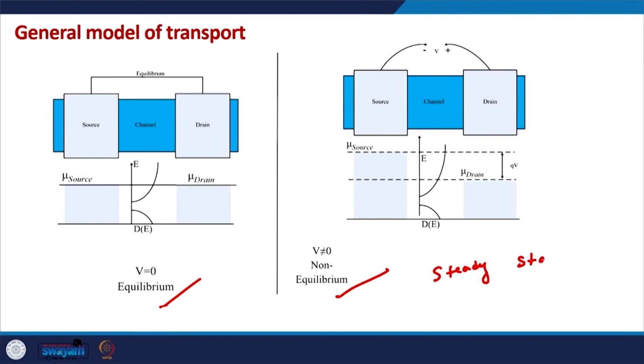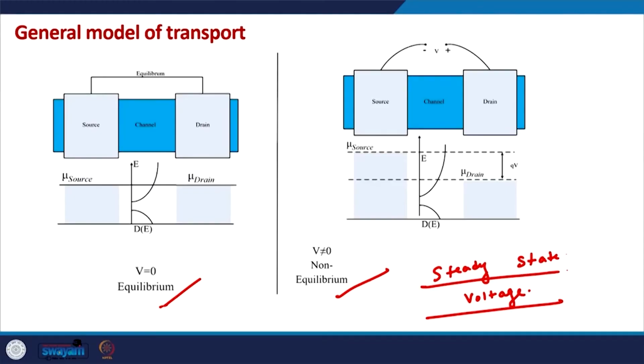Steady state when a voltage is applied. So, there is an interesting difference between equilibrium and steady state. Equilibrium is the state of the system when each process has a reverse process exactly of the same magnitude. So, every process is countered by the reverse process. So, there is no net flow of anything in the system.